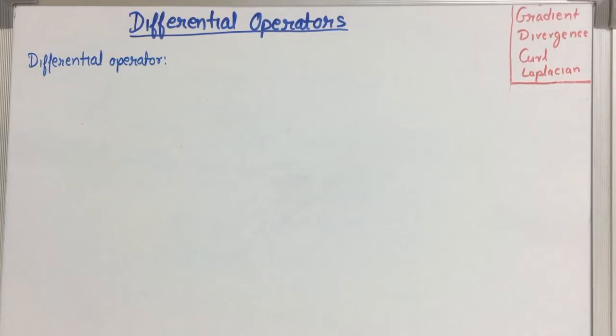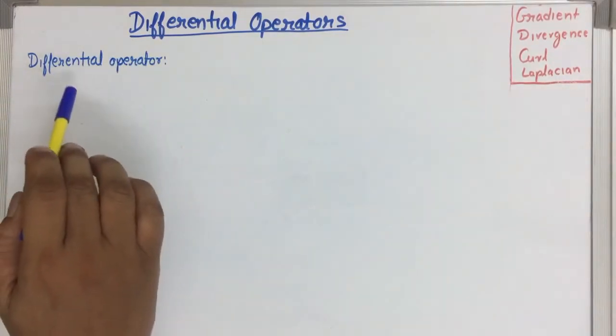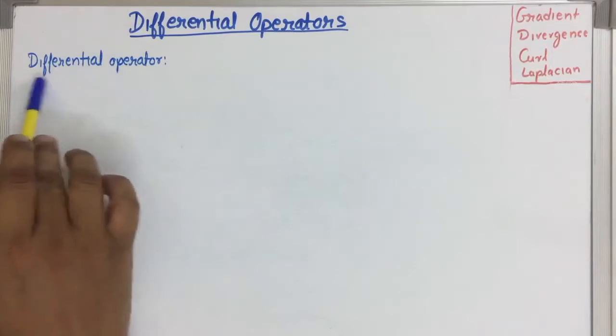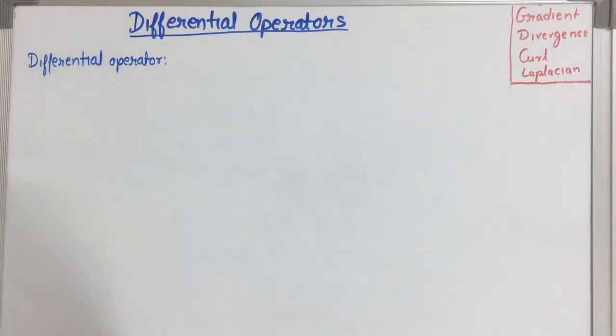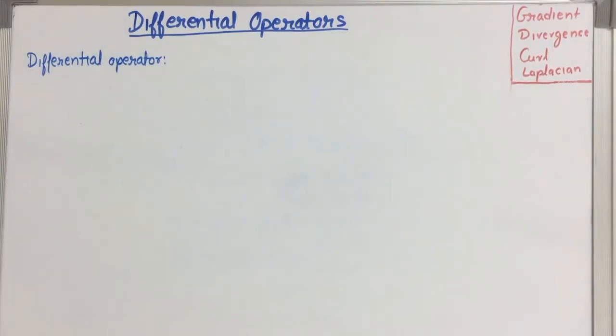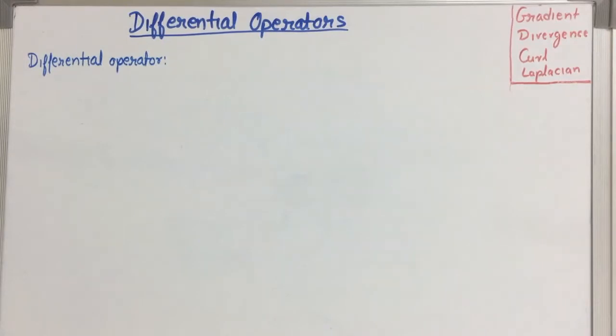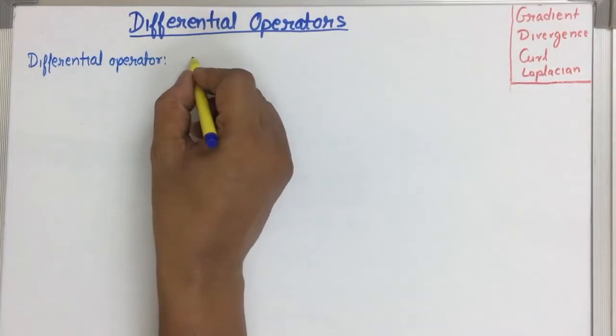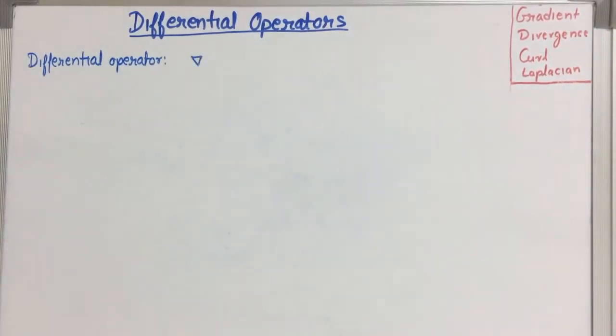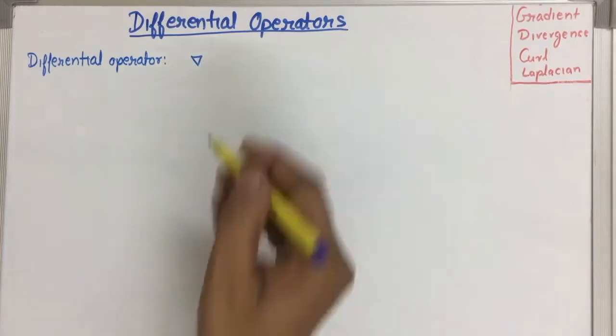Now we will discuss an important concept, that is a differential operator. It helps us to take derivatives in case of vectors. It is represented as del. This is also known as del operator.